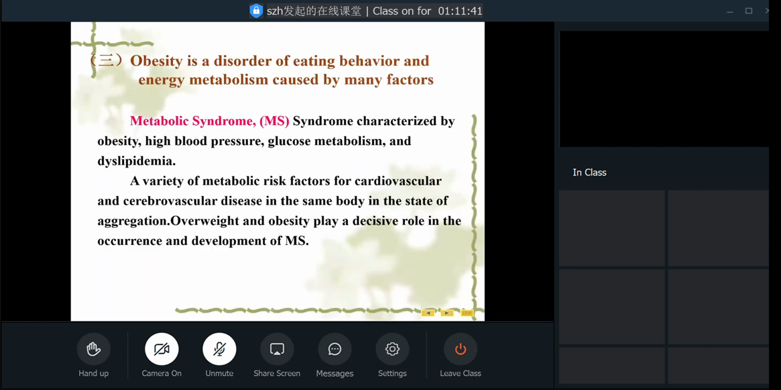Another thing is obesity, a disorder of eating behavior and energy metabolism caused by many factors. Some students maybe have a deep impression of metabolic syndrome. You can see this syndrome is characterized by higher blood pressure, abnormal glucose metabolism, and dyslipidemia.